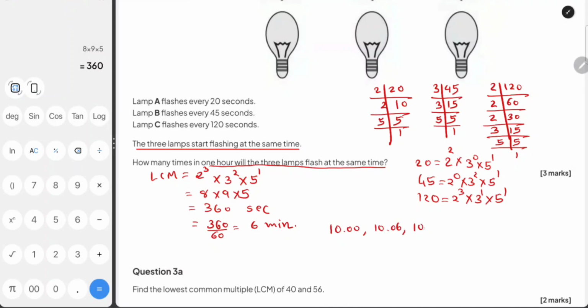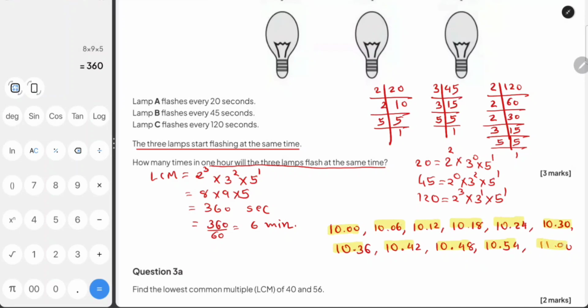So that's 10:06, then 10:12, then 10:18, then 10:24, 10:30, similarly 10:36, 10:42, 10:48, 10:54, and then 11. So this many times they are lighting together. You see 1, 2, 3, 4, 5, 6, 7, 8, 9, 10 and 11.